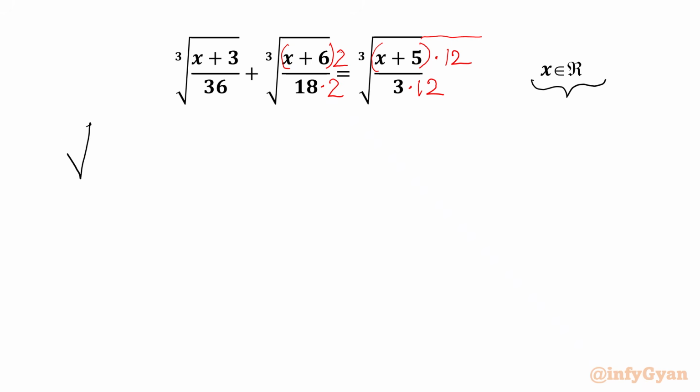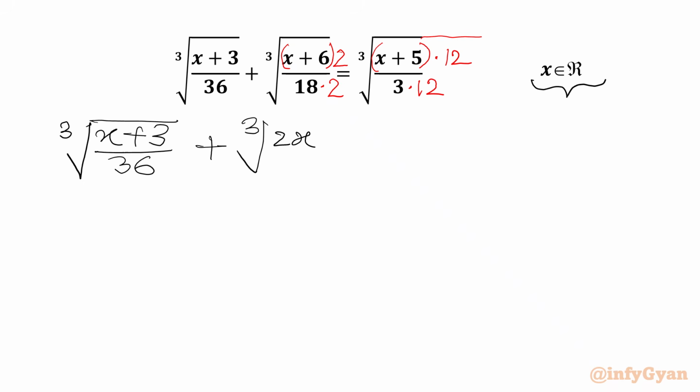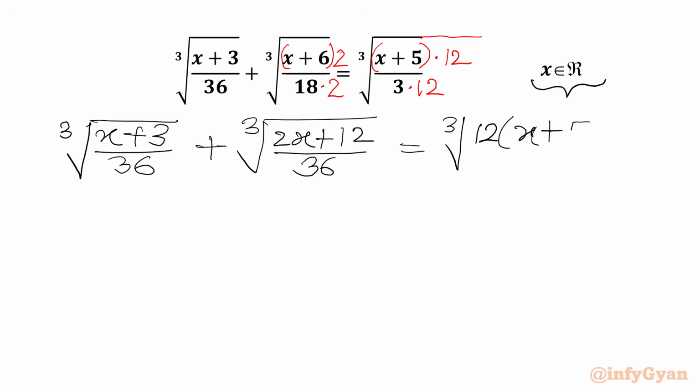Let me write here cube root of x plus 3 over 36 plus cube root of 2x plus 12 over 36 equal to cube root of 12 times x plus 5 over 36. Now we will multiply both sides by cube root 36, so we can cancel our common denominator cube root 36.